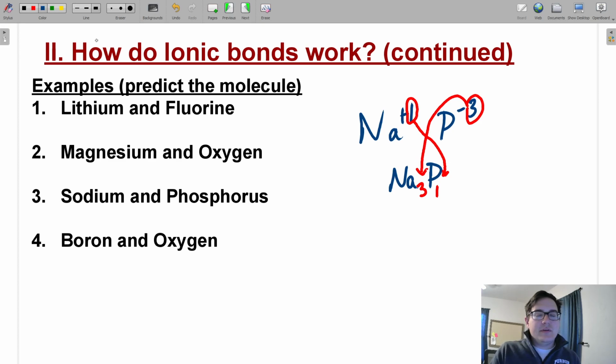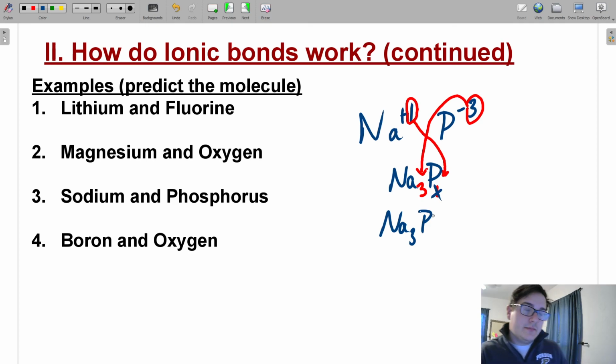But there's one small caveat here, which is that scientists love to be lazy. And so what they do is they don't write this 1. So when it comes to writing a chemical formula out, if you see yourself writing a 1, just go ahead and erase it, scratch it out, don't need it. Scientists love to be lazy, or efficient in better terms, in writing their chemical structures out. So this Na3P would be the appropriate writing of that compound.